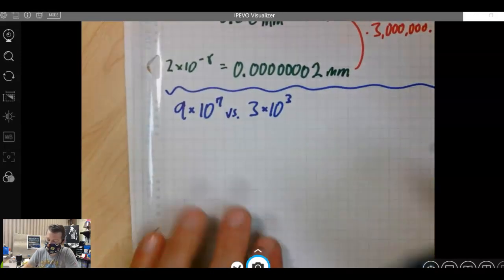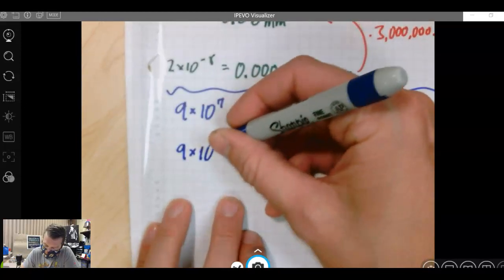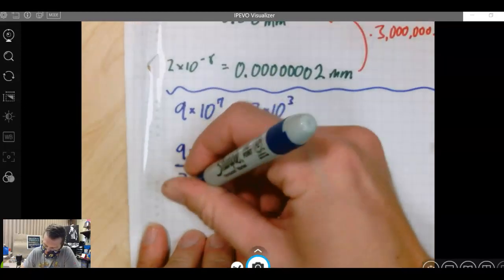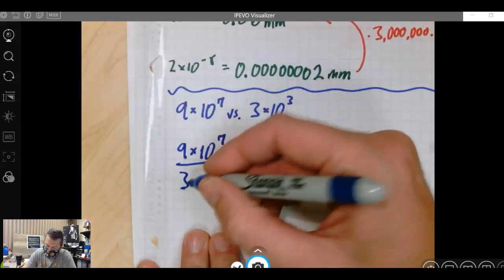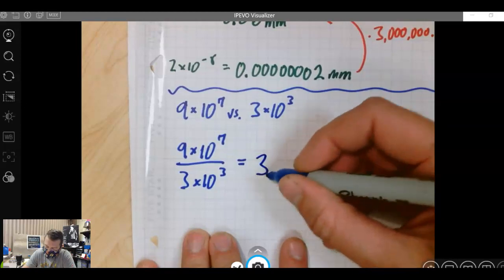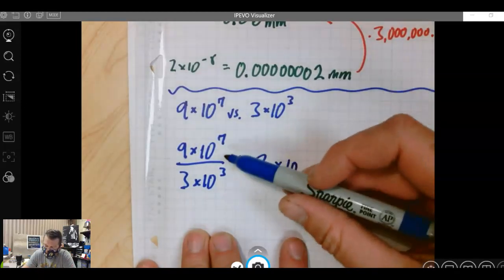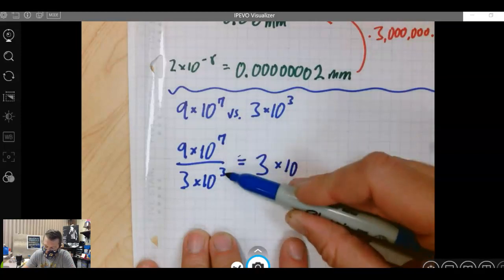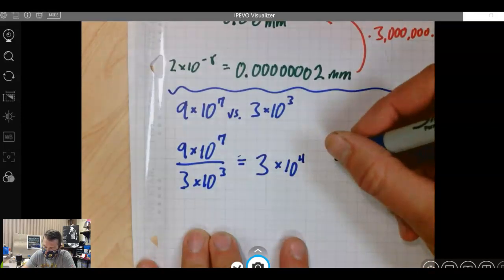So again, what we do is set up that comparison through division. So 9 times 10 to the 7th over 3 times 10 to the 3rd. Again, it's nice that 9 and 3 work out with a nice division. That will give us 3. But then times 10 to the what power? Again, we said we subtract when we have the division. So we get times 10 to the 4th.